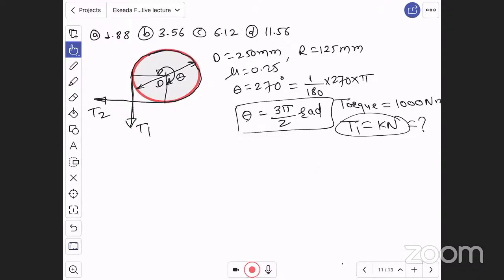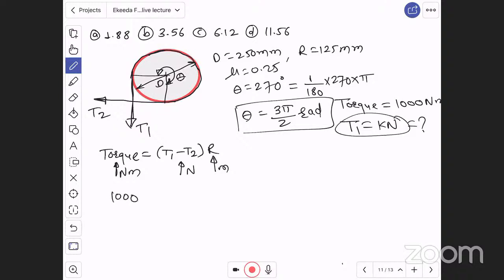Now let us solve this question. Now see, what is torque? Torque is nothing but tight side tension minus loose side tension into radius. Torque is given in Newton meter. Therefore, tensions will come in Newton and radius we have to use in meter.